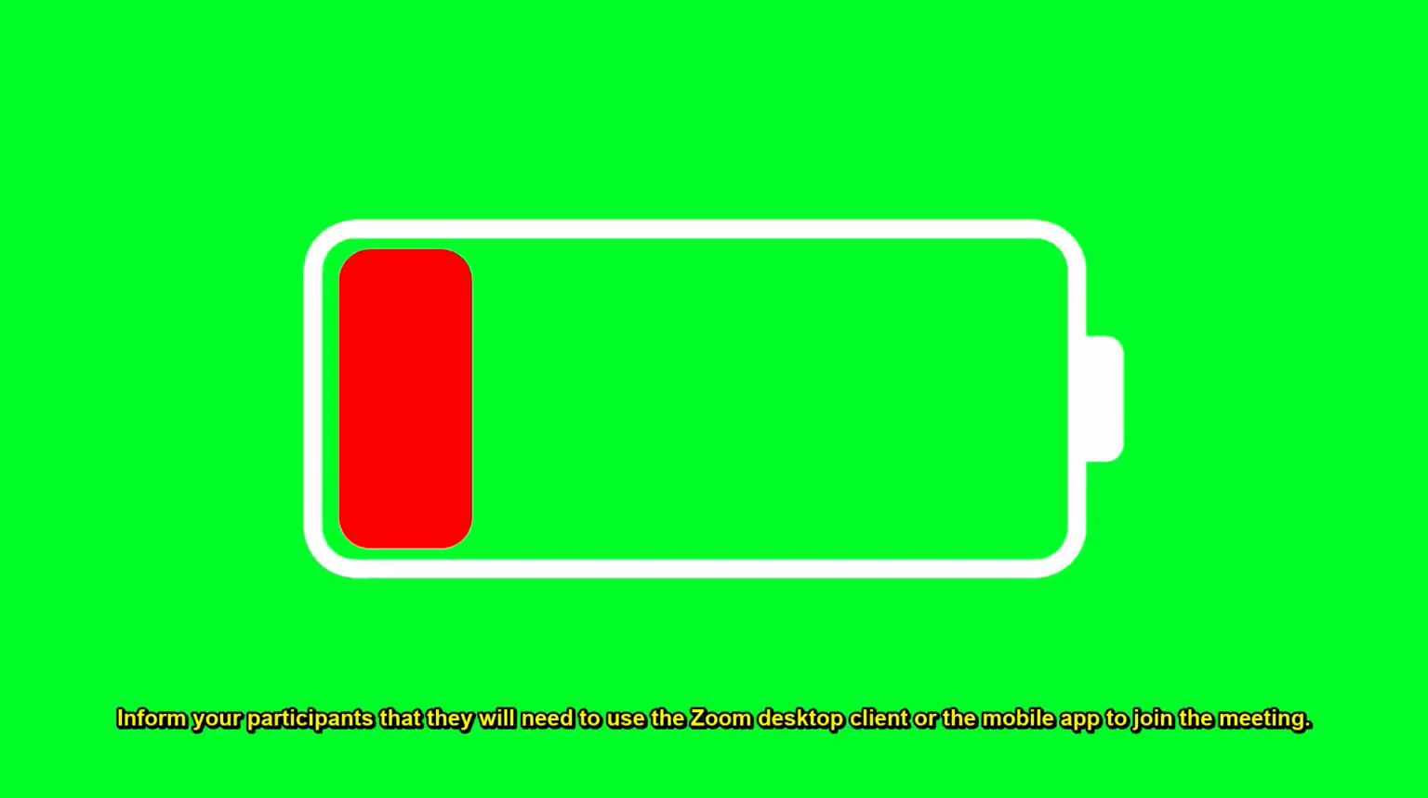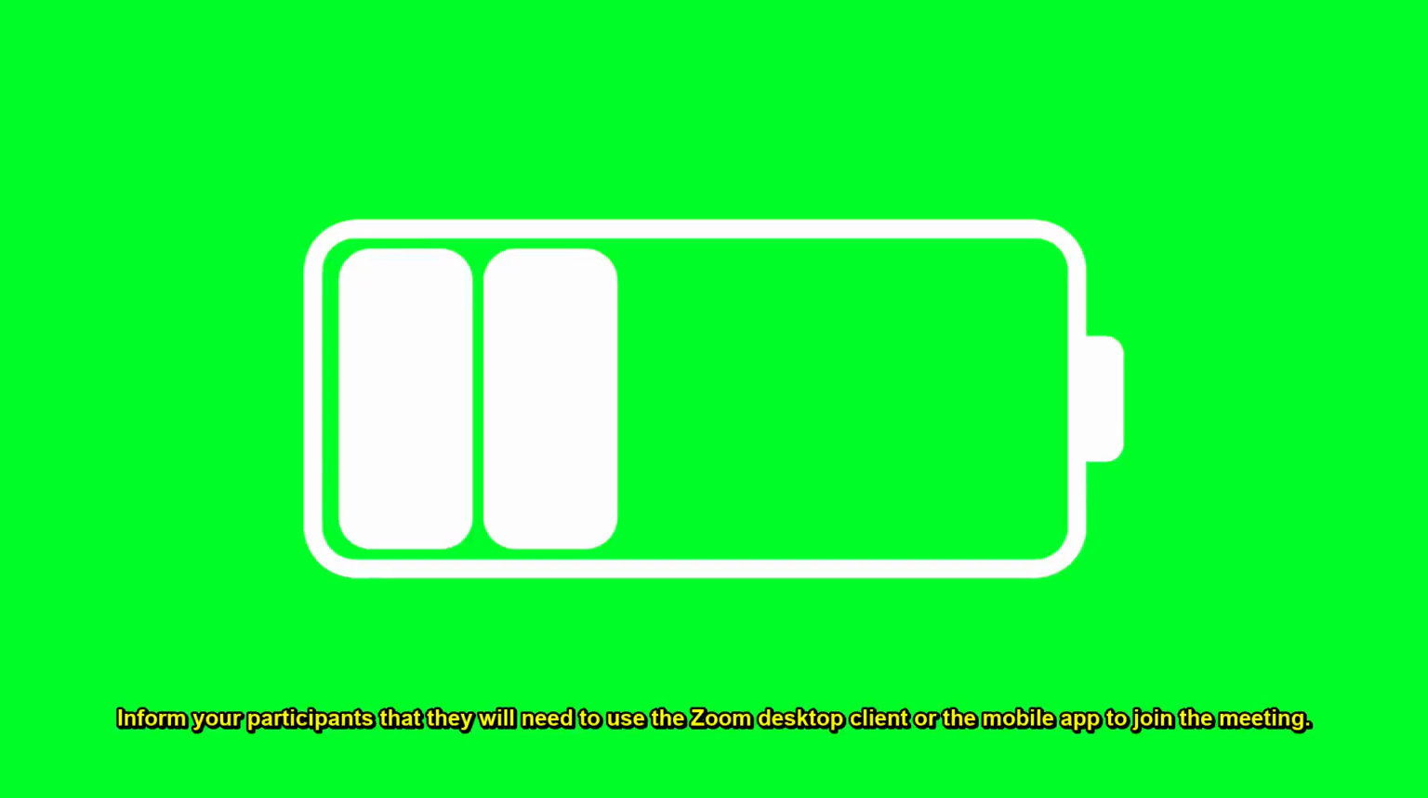Inform your participants that they will need to use the Zoom desktop client or the mobile app to join the meeting. Additionally, remind them that some features will be disabled when using end-to-end encryption. These include cloud recording, live streaming, and breakout rooms.